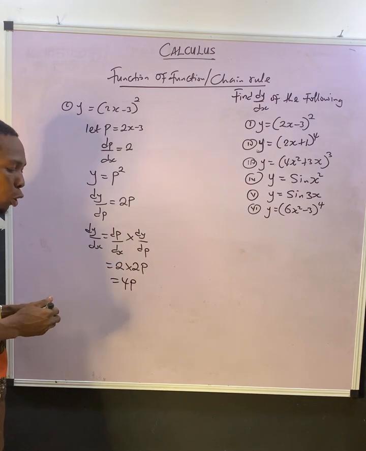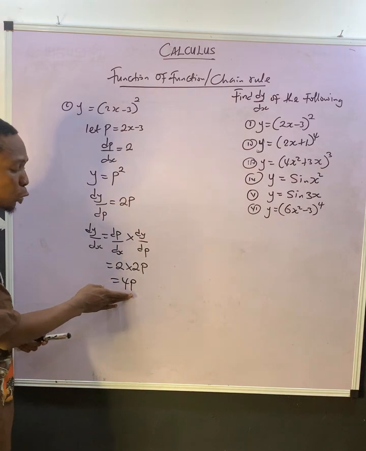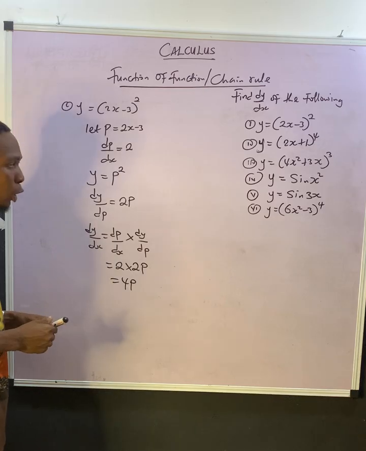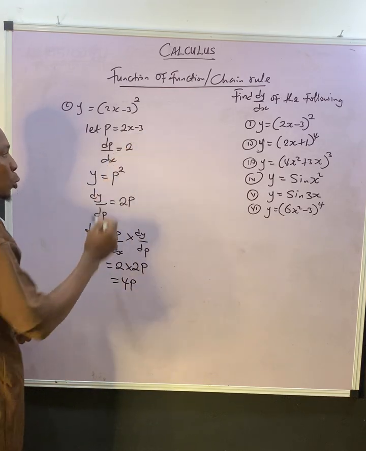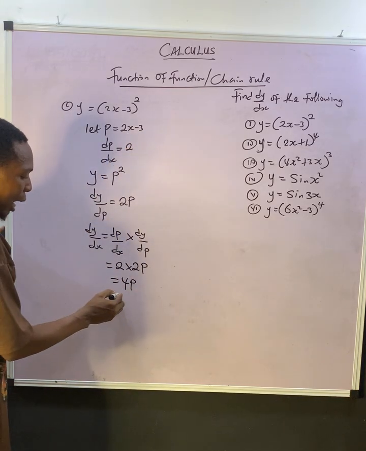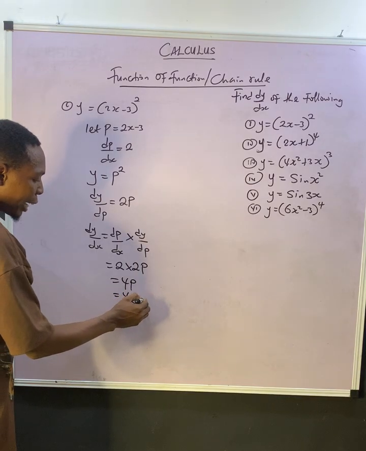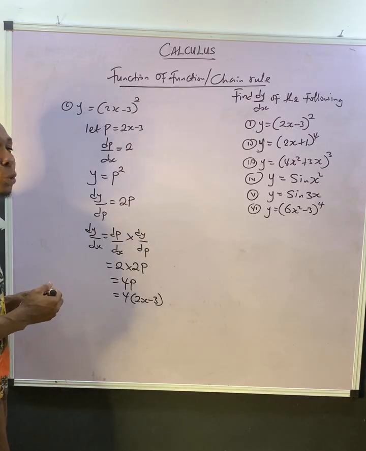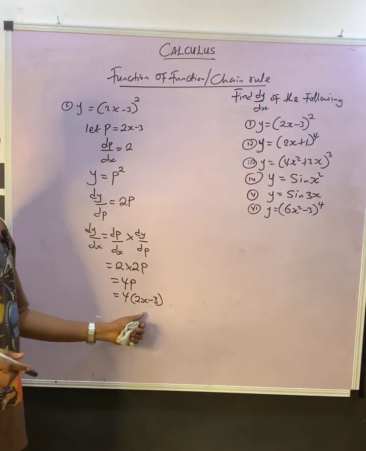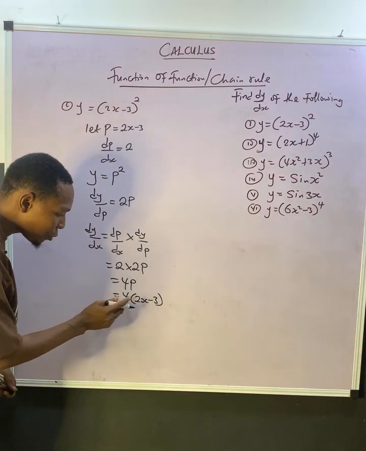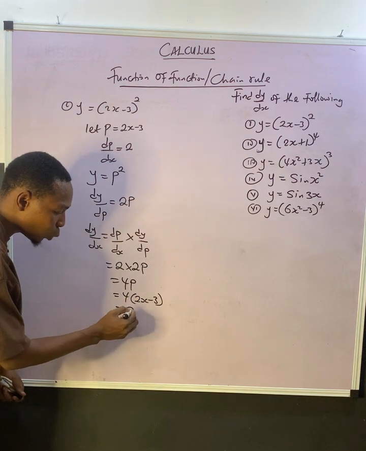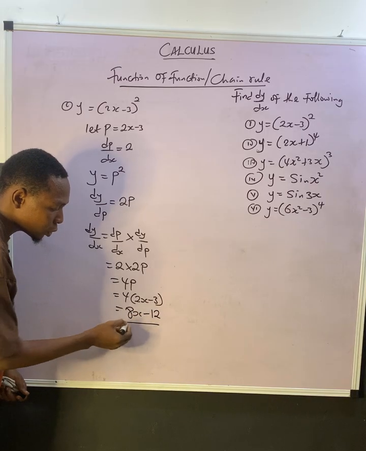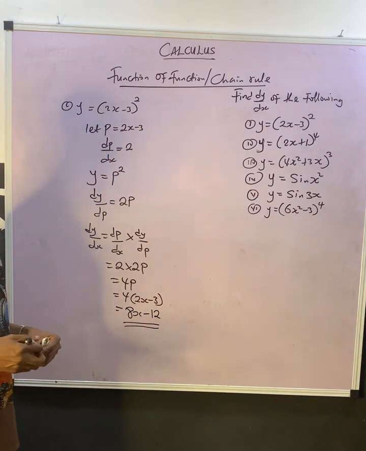Now listen up, you won't just leave your answer like this. You know what your p is? Our p is everything here, which is 2x minus 3. So in place of p, you substitute 2x minus 3. So we have 4 bracket 2x minus 3. You can now use this 4 to open this bracket. We have 4 times 2x, which is 8x, and 4 times minus 3, we have minus 12. So that is it for number 1.